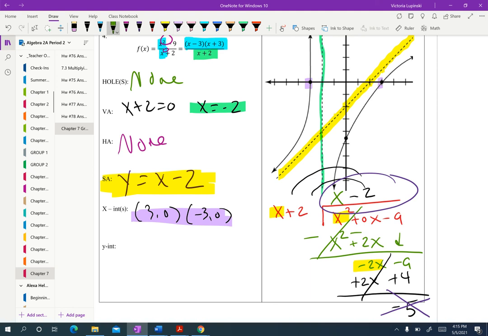Finally, you're going to go ahead and find the y-intercept, which remember is 0 comma something. In order to find the something, you're going to put a 0 in for all the x's. You can use either version because, again, the right side is not more simplified. It's just more factored. So if you use the right side, you're going to get a negative 3 times a positive 3 over a 2. That's going to give you a negative 9 over 2, better known as negative 4.5. And if you look at 0, negative 4.5, I think you would agree that that is perfectly reasonable.